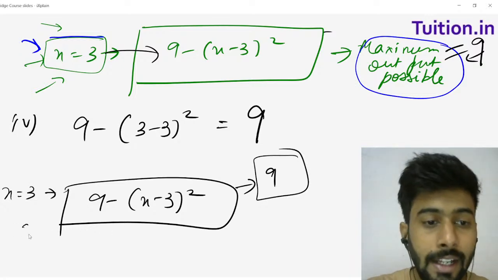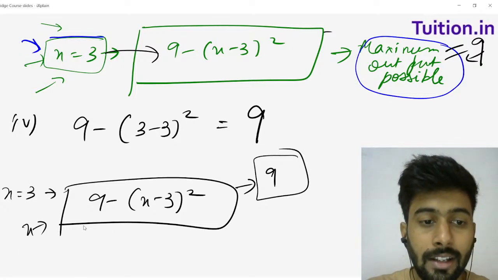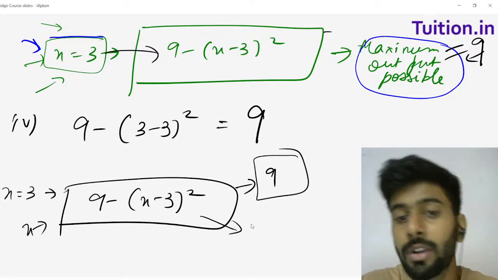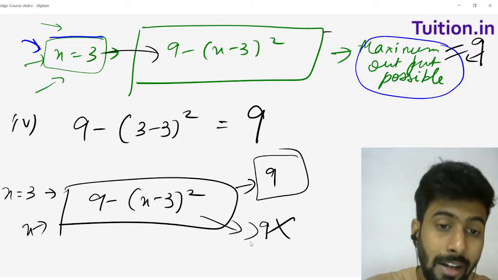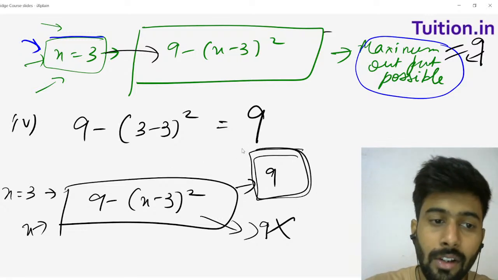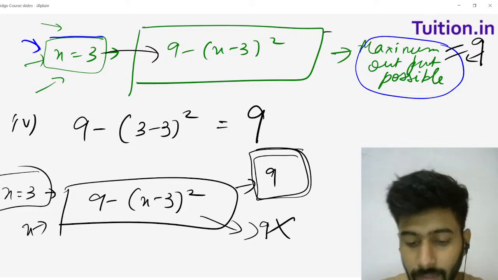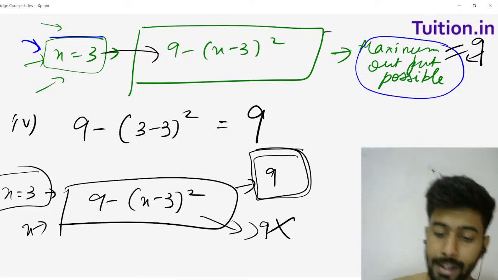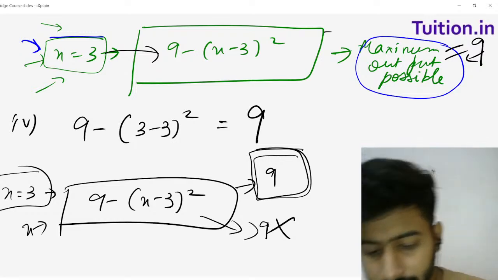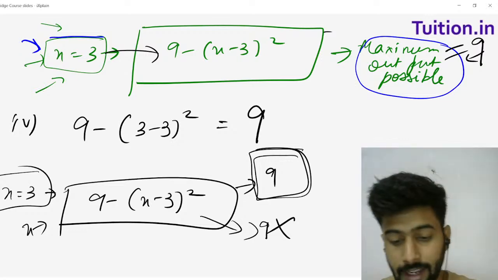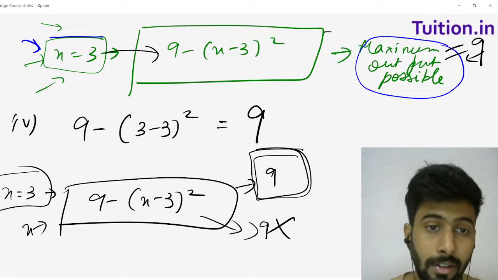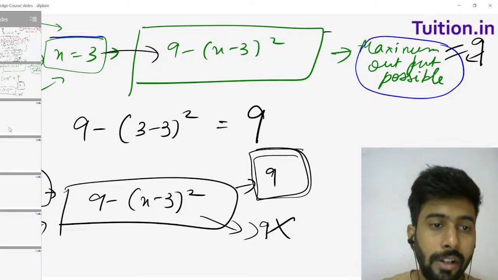You can't give an x such that the output will be more than 9. Not possible. But you get 9 only when x is 3. That is another point that you have to keep in mind. So this was the concept of critical point, and this was the concept of finding maximas and minimas. If any doubts, previous lecture, please feel free to refer to it.